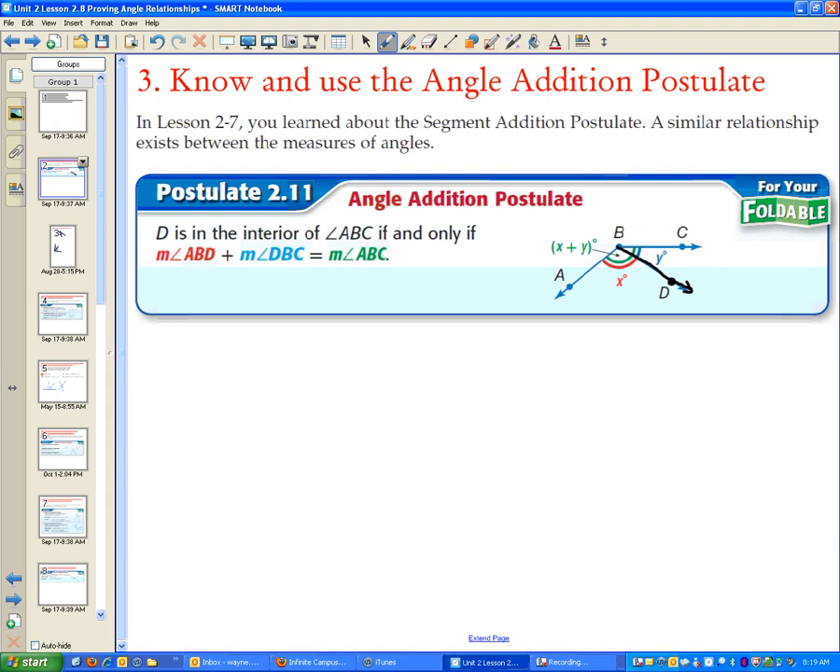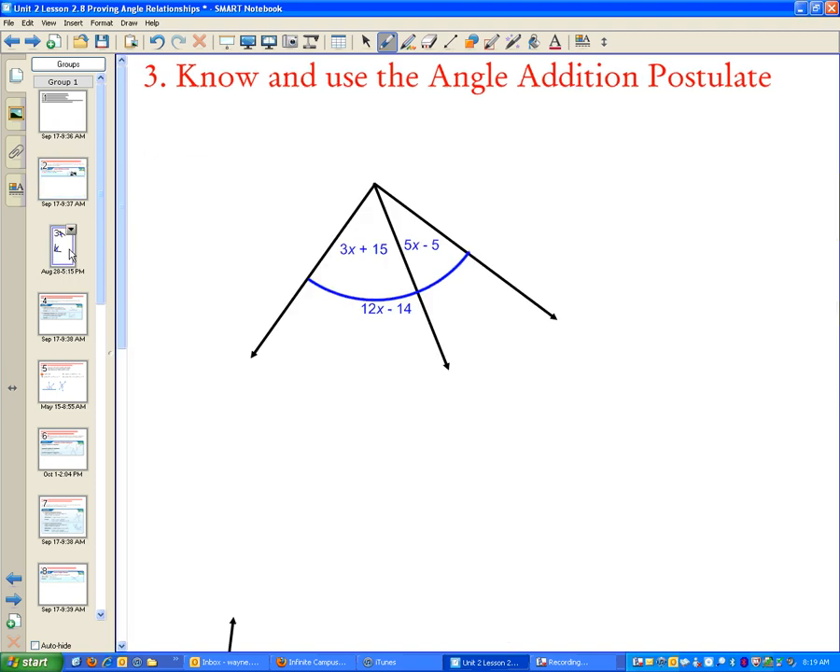For instance, if the measure of angle ABD was, let's say, 30, and the measure of angle CBD was 20, wouldn't that mean that the measure of angle ABC has to be 50? That's the way the angle addition postulate works. Let's do a couple of examples. Write these down.